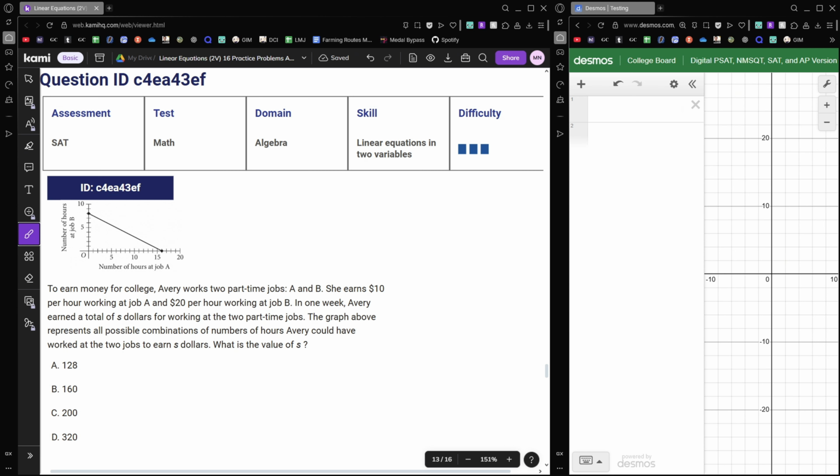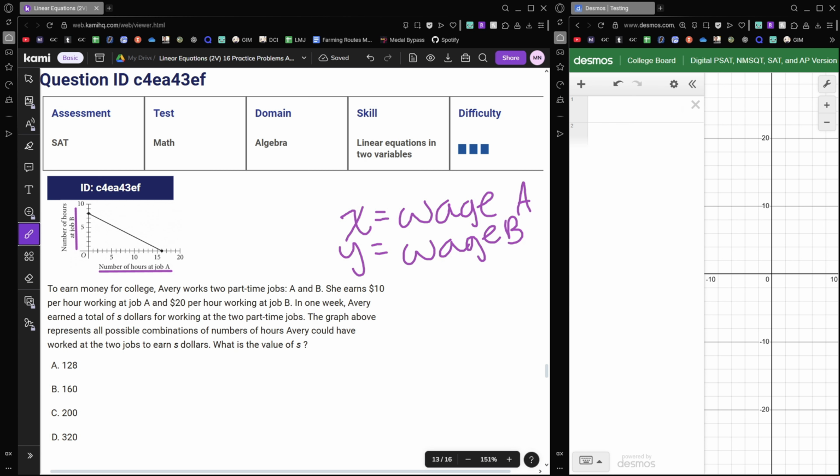Let's go ahead and look at our graph. You notice that the number of hours at job A is on the x-axis, so we can set x equal to the wage at job A. Then on the y-axis is the number of hours at job B, so we can set y equal to the wage at job B. Now we need to choose a point, and it really doesn't matter what point you choose. I'm going to just choose this point right here because it's kind of obvious, 15 and then 16. So that point's going to be at 16, 0.